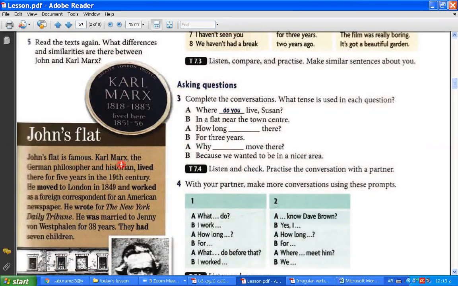Karl Marx, the German philosopher and historian, lived there for 5 years in the 19th century. He moved to London in 1849 and worked as a foreign correspondent for an American newspaper. He wrote for the New York Daily Tribune. He was married to Jenny von Westphalen for 38 years. They had 7 children. Thank you very much. So this is about John's flat.